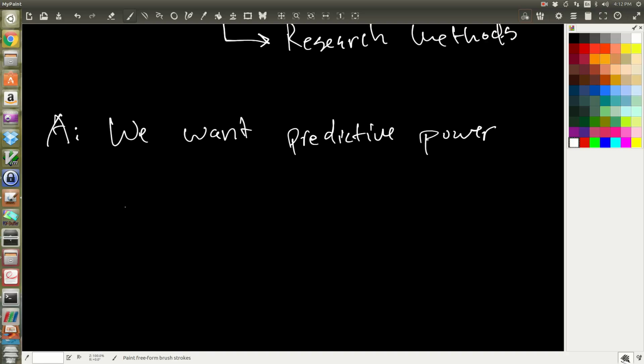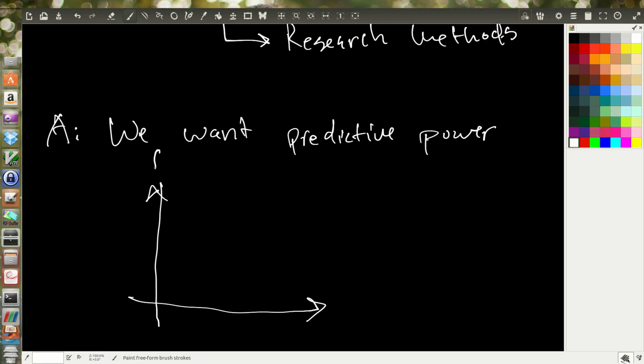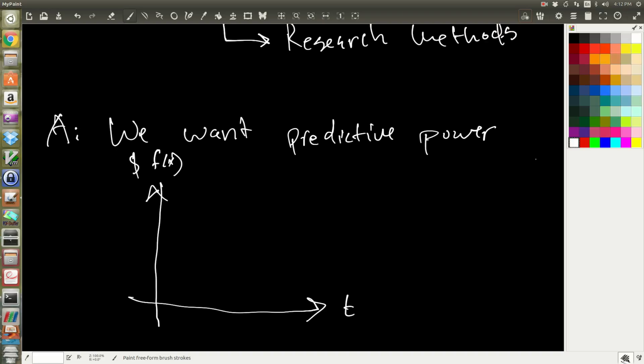Okay, so if I have some data, what if this data describes stock prices? This is a good example. Okay, so we'll call f of x in dollars, and it describes the price of a stock. Maybe it's Google stock, and this is time. Okay, and maybe Google stock over the last year looks something like this.